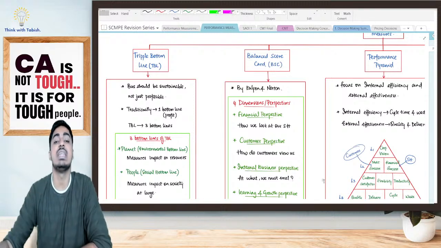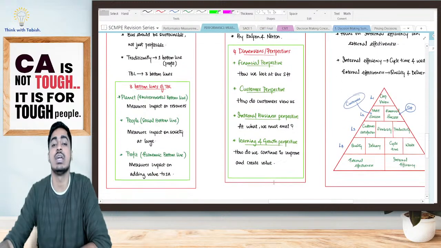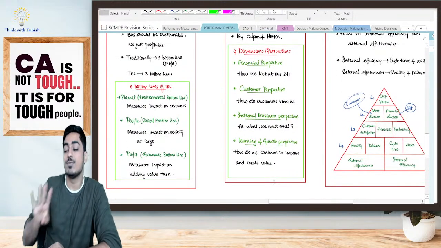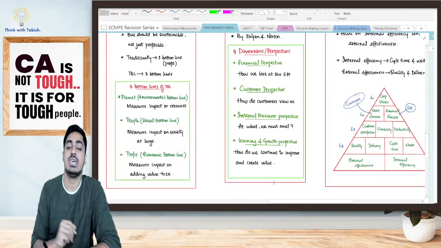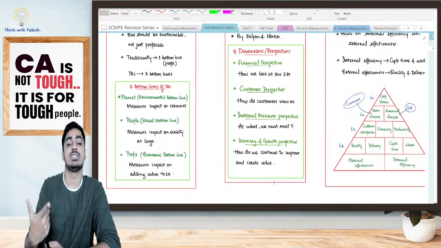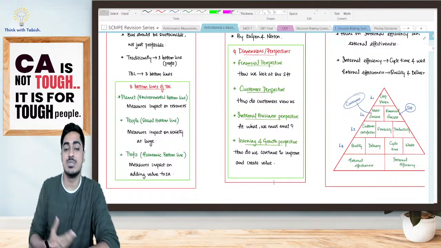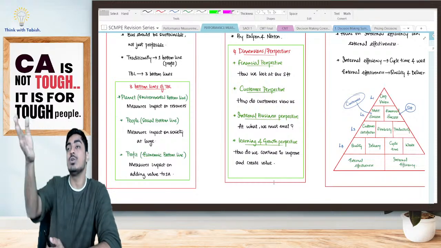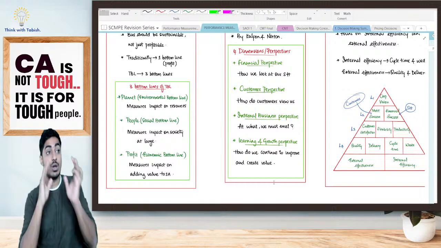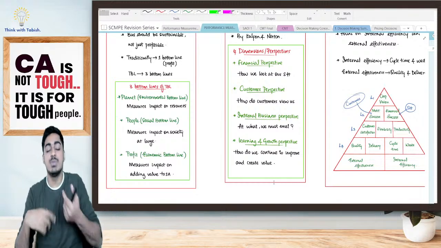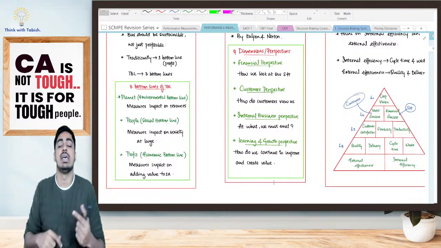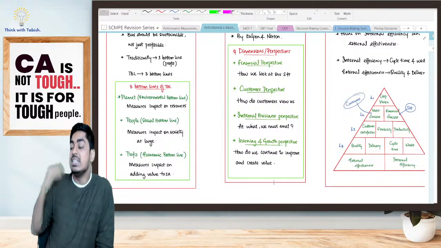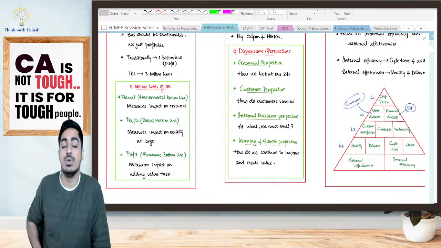Then we have the balanced scorecard by Kaplan and Norton. They are telling us to measure your performance based on 4 different dimensions: financial perspective, customer perspective, internal business perspective, learning and growth perspective. Is it clear? Financial perspective, how do we look to our shareholders? Customer perspective, how do we look to our customers? Internal business perspective, at what should we excel? And learning and growth perspective, how do we continue to create and add value even in the future?